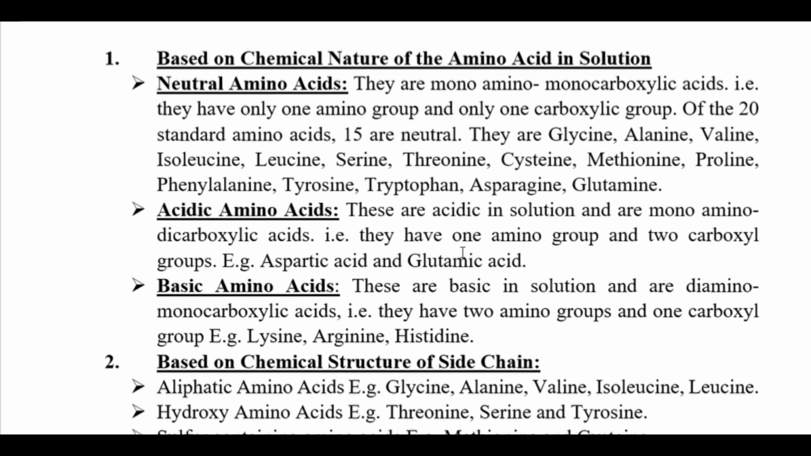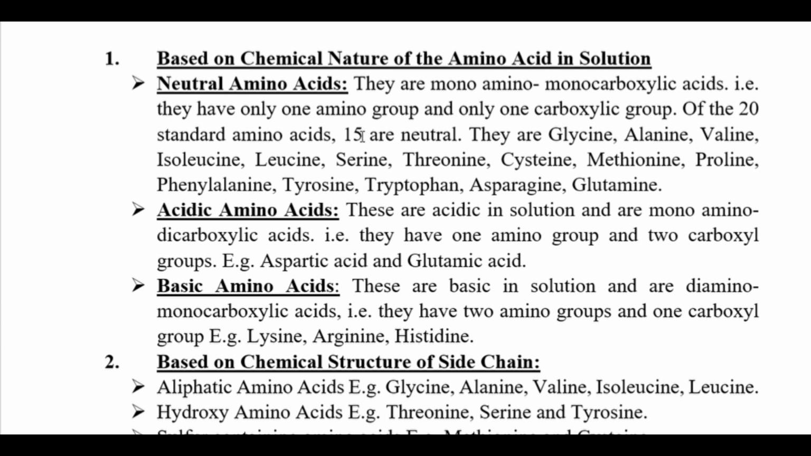Classification of amino acid based on chemical nature of the amino acid in solution. So based on this, we are going to look at when the amino acid is dissolved in solution, what's the nature of that solution? Is it neutral? Is the solution acidic? Is the solution basic? So that's what we are going to look at. Now, based on the chemical nature of the amino acid in solution, we can divide amino acids into three: neutral amino acids, acidic amino acids, basic amino acids.